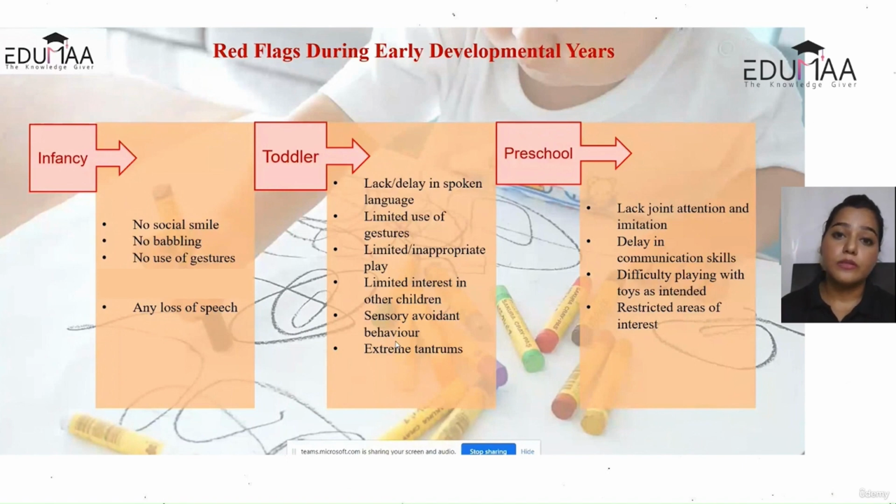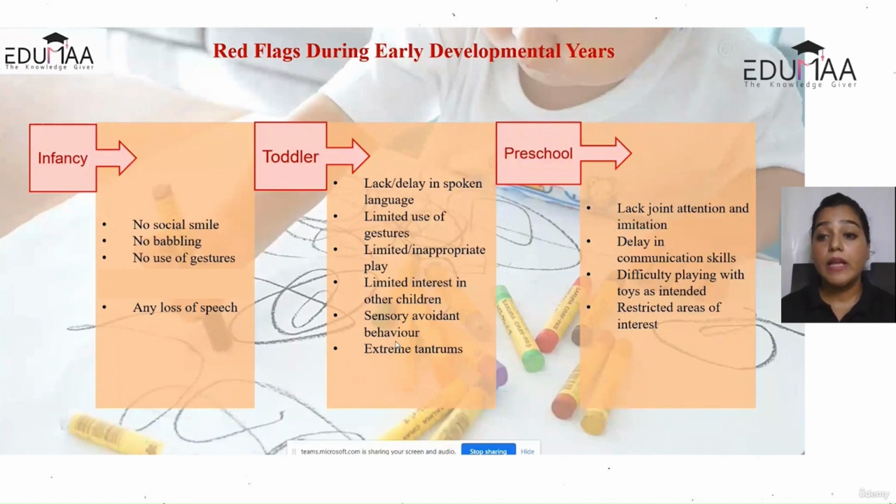So we need to look into that. Coming to preschool, here we need to look at whether our child is able to do joint attention and imitation. If it is lacking, we need to help them out because it is very important for learning. Joint attention should be there, imitation should be there. These are very important skills.